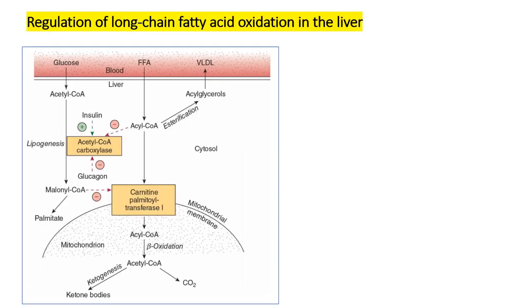So let us see in this slide how the regulation of long chain fatty acid oxidation in the liver leads to regulation of ketone body synthesis. Let us try to understand this flow chart under 2 situations: one in fed state and one in fasting state. Let us see in fasting state.